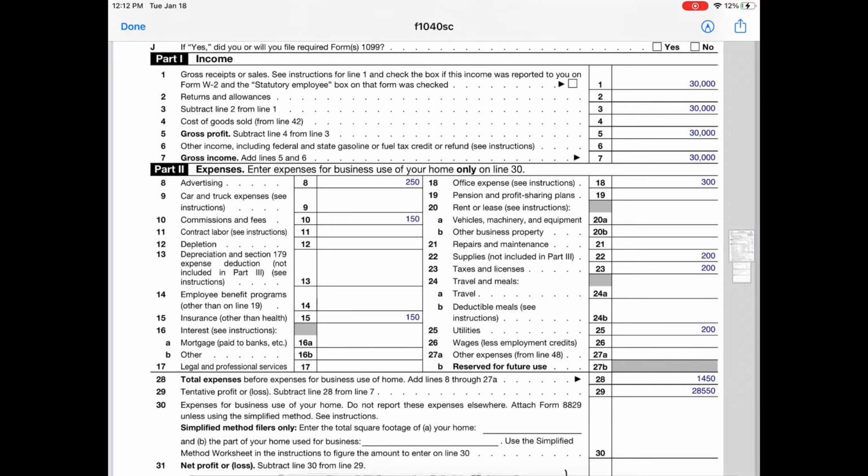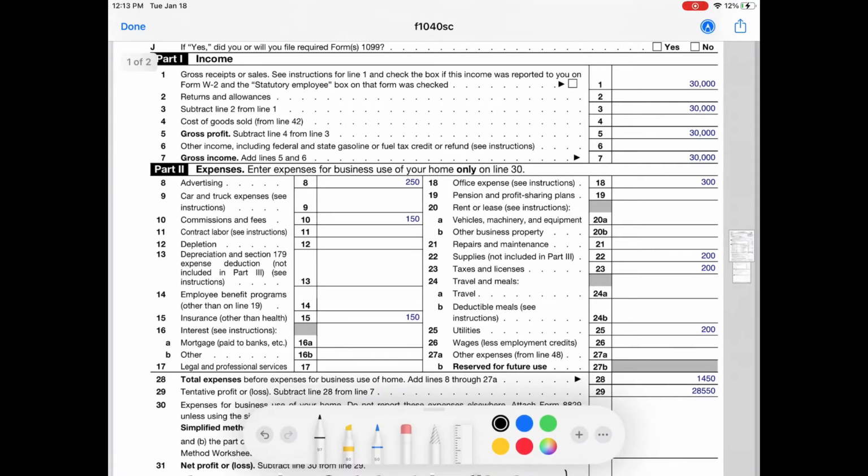So when you go to part 2, you see your expenses. For advertising, car and truck expenses, commissions, insurance, these are the types of things that I paid for throughout the course of the year. As you can see, my expenses for the year were $1,450. So I added up each and every last one of these totals, and then I put that on line 28. I subtracted that from the profits that I made from part 1, and that gave me the answer to line 29.